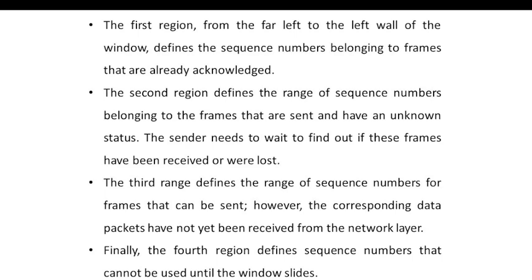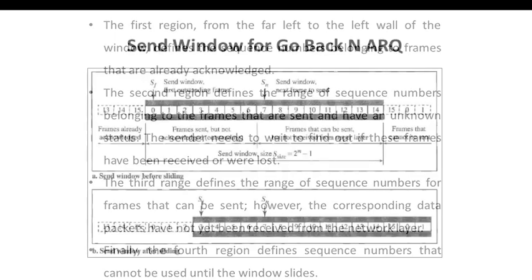The third region defines the range of the sequence numbers for the frames that can be sent. However, the corresponding data packets have not yet been received from the network layer. The fourth region, that is the final region, defines sequence numbers that cannot be used until the window slides.